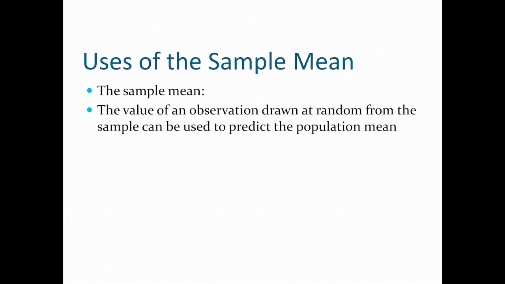So the sample mean can also be used to predict or to infer about a population mean, right? So we hear that word infer, inferential statistics. It just means that if we have a sample and the observations are drawn at random from a sample, we can use this to predict a population mean. Not always, but the majority of the time this is the rule we can follow.